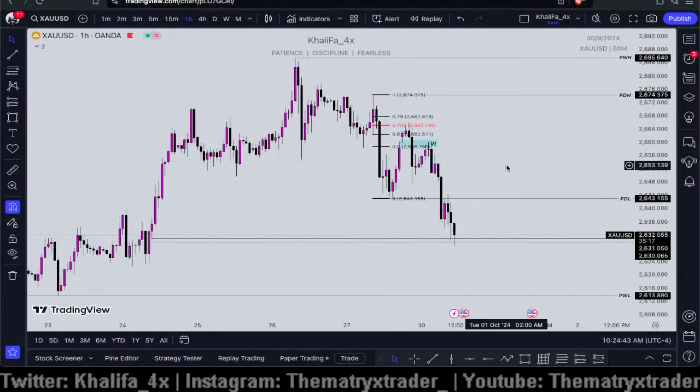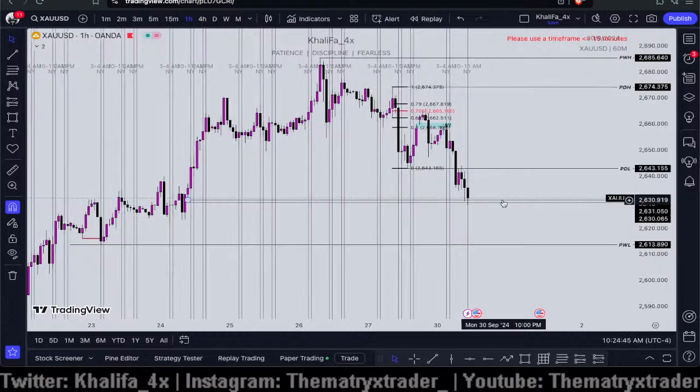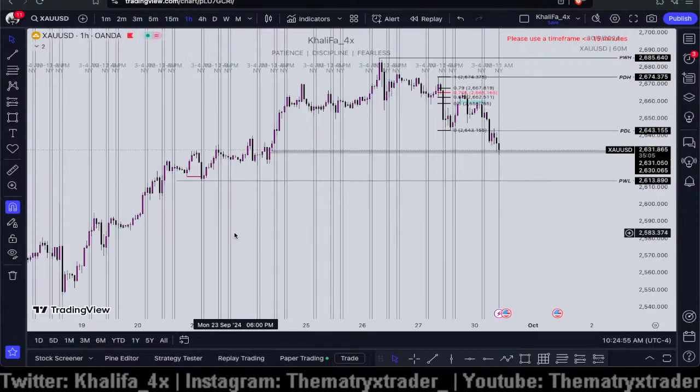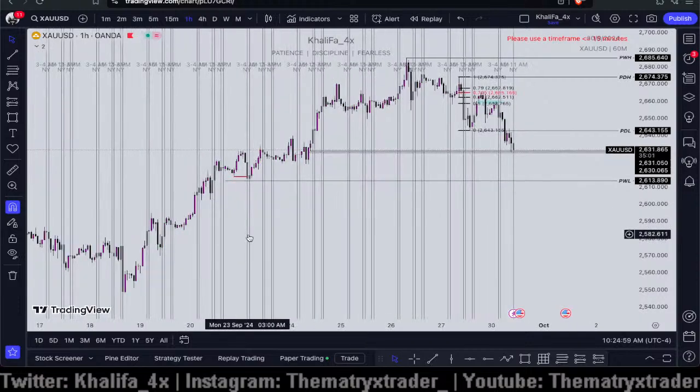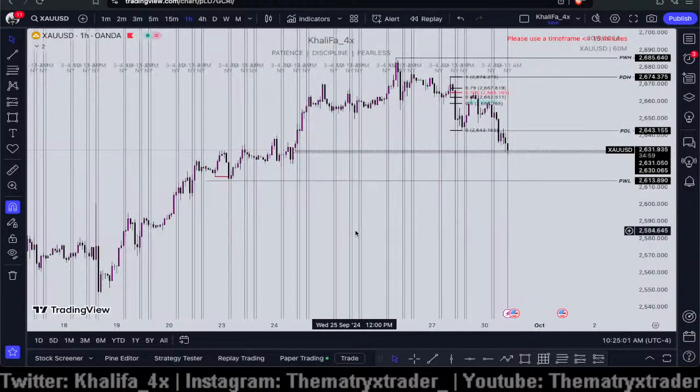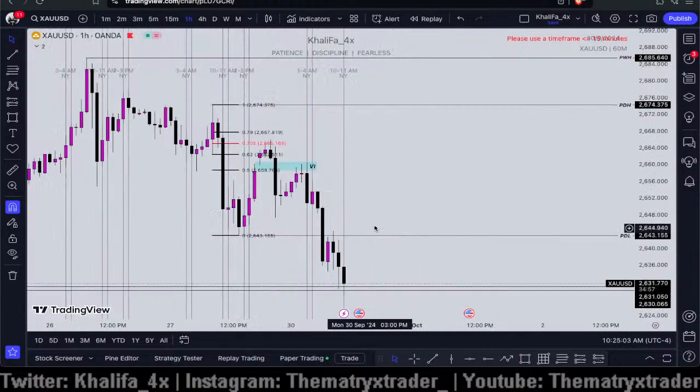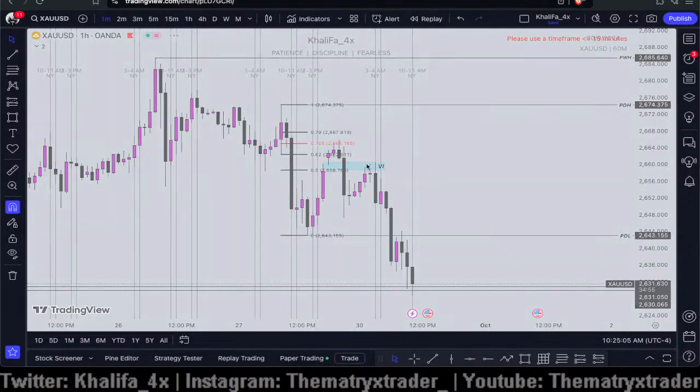Let's look at the higher time frame. We actually have a whole lot of liquidity. Like obviously the gold keeps making higher highs or all-time highs.